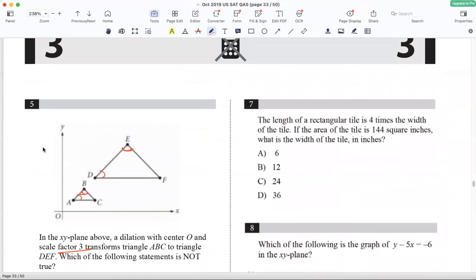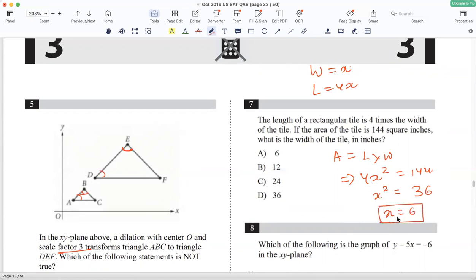The length of a rectangular tile is 4 times the width of the tile. If the area of the tile is 144 square inches, what is the width of the tile? So let the width be x, then the length is 4x. So the area is the length times width, which is 4x squared, and that is 144. So x squared is 36. So x is 6. So the width is 6 inches, option A.